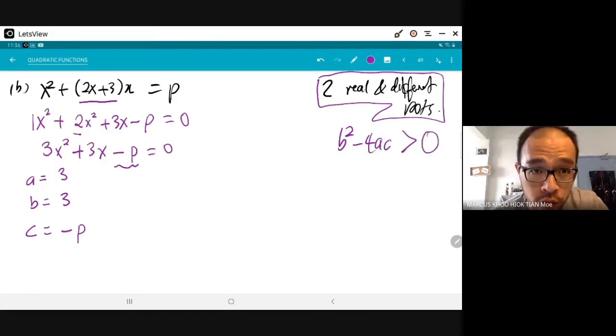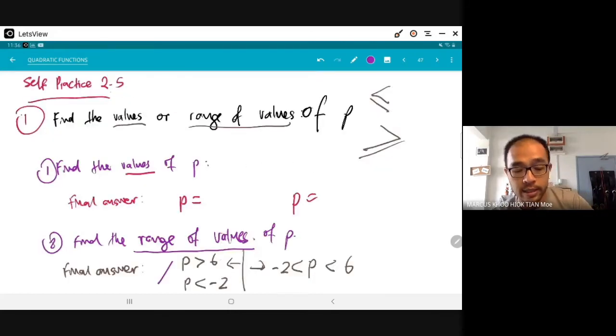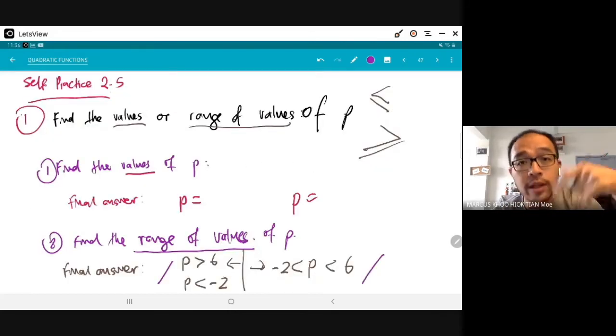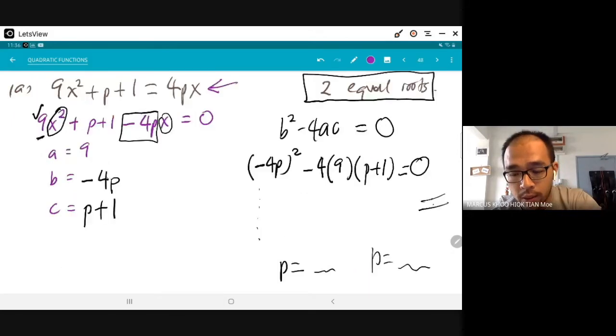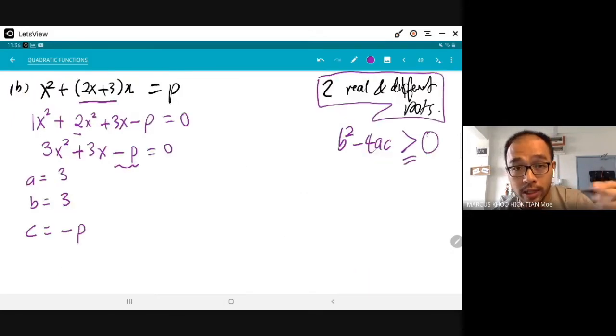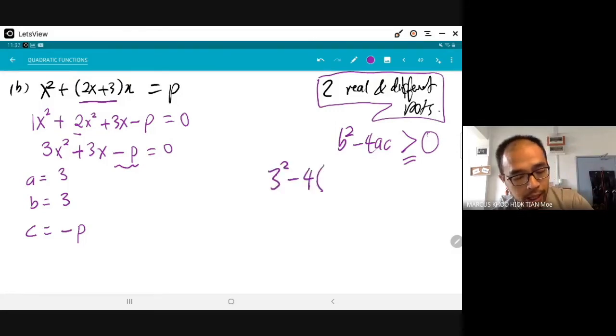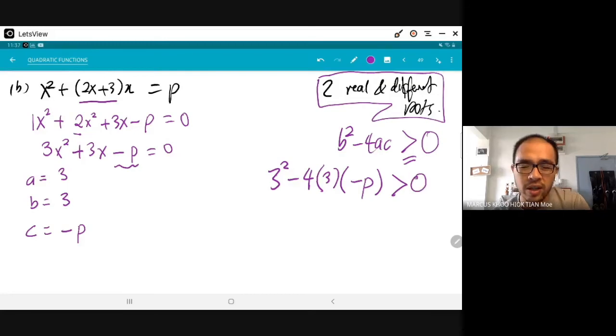I'm going to do this together with you because I want you to see how to get this kind of answer. Range of values. This is definitely range of values because we are using more than 0. So first of all, we put this in. So we get 3 squared minus 4 times A is 3 and C is negative p, and it's more than 0.